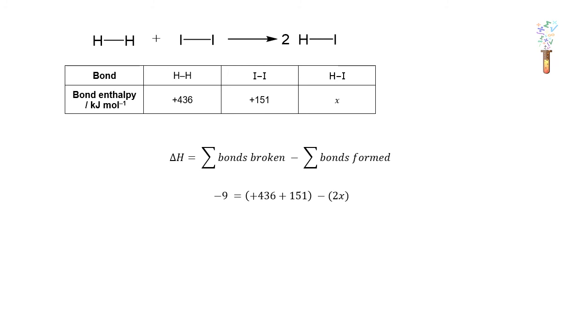We were given the answer is minus 9 in the question on the previous slide. So minus 9 is the sum of the bonds broken, 1 HH and 1 HI, minus the sum of the bonds formed, 2 lots of my unknown. Then I'm just going to apply the algebra, work it out, and get an answer for x. So there'll be 1 mark for this equation here, like there'll be a tick there, 1 mark for your expression, your working, and 1 mark for your final answer.